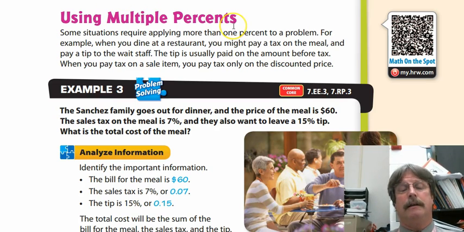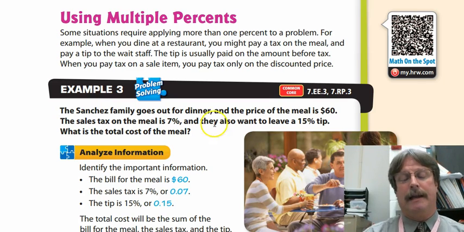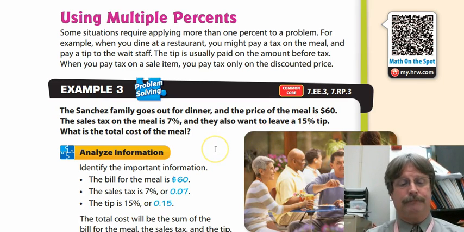So if you're in Maryland and you went out to dinner, okay, this is what the Sanchez family has done. They paid $60 for the meal. Maryland has a 7% sales tax. I don't know what Maryland's actually is, but we'll just say it's 7%. And they also want to leave a tip of 15%. Well, these things are usually excluded from each other when you make the calculations. So we definitely know the bill is $60. The sales tax, they just converted it to decimal, so it's 0.07. And the same for the tip is 0.15.